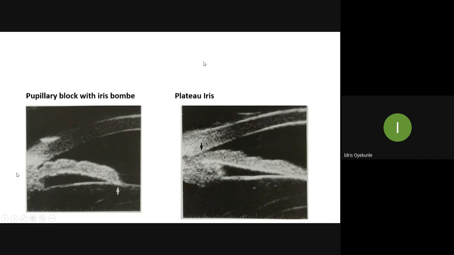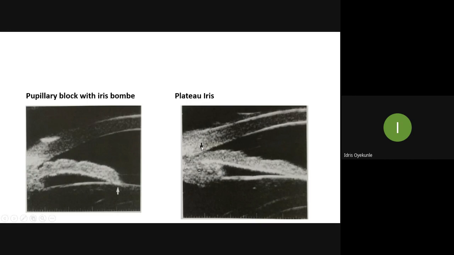In patients with pupillary block with iris bombe, this is what the UBM looks like. There's an irido-trabecular contact here, and there's actual bowing of the iris, as you can see here. There's also the presence of pupillary block. So this is what the UBM shows that the normal conventional B-mode scan will not show.